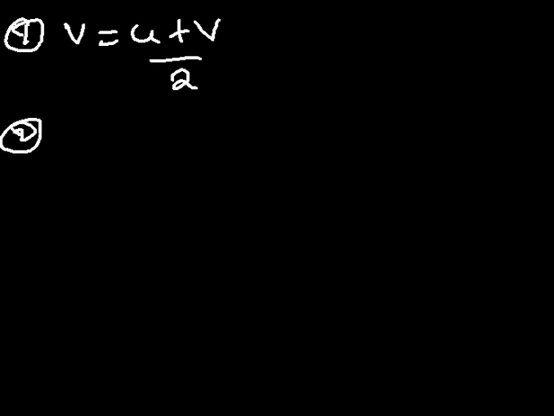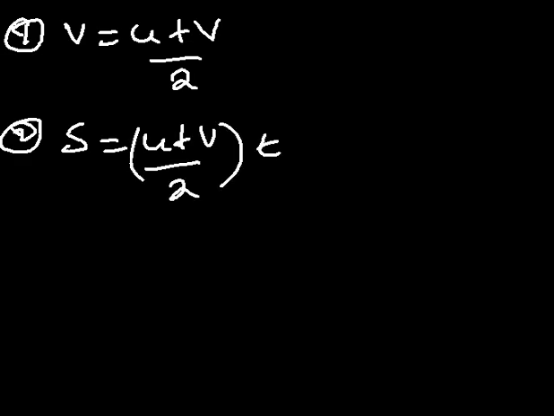We have the first equation, which is for the average velocity. The average velocity is equal to the initial velocity plus the final velocity divided by 2. And we have another one, which is for the average displacement. The displacement is equal to u plus v divided by 2, times time.